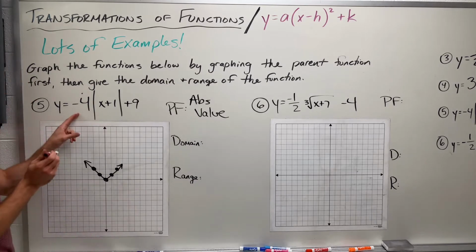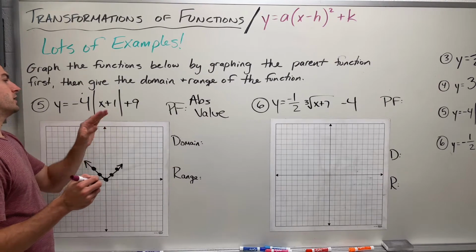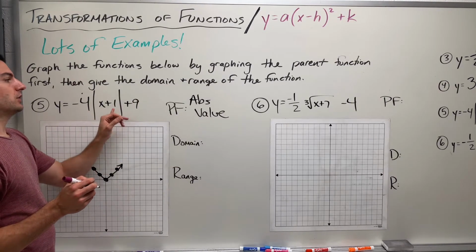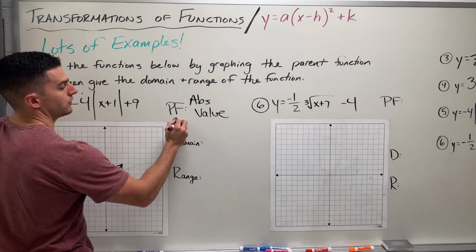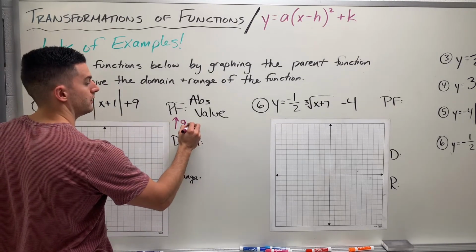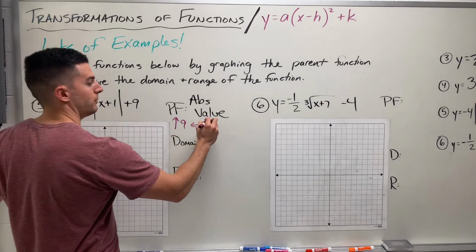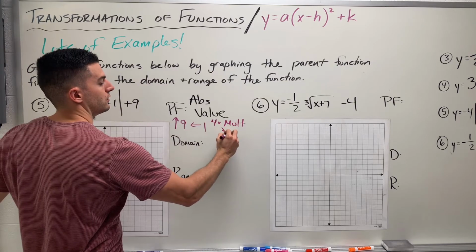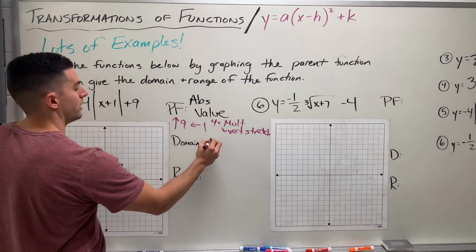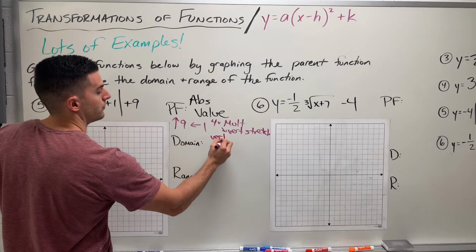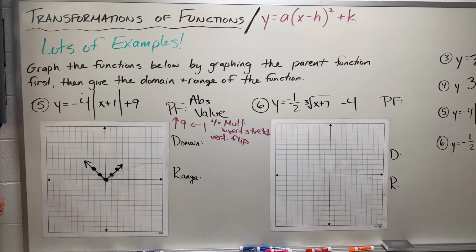I've got that vertical flip, I've got that times 4 multiplier, and then I've got plus 1 h value, plus 9 k value. Yikes. So let's draw those. So up 9, left 1, that's from these two. And then that times 4 multiplier means a vertical stretch. Sorry for my messy handwriting. And then that negative means a vertical flip as well.